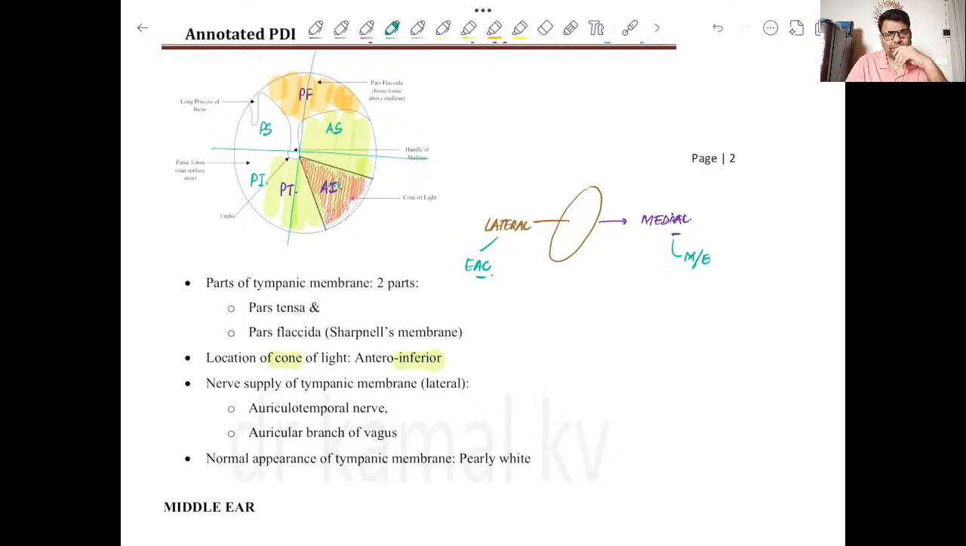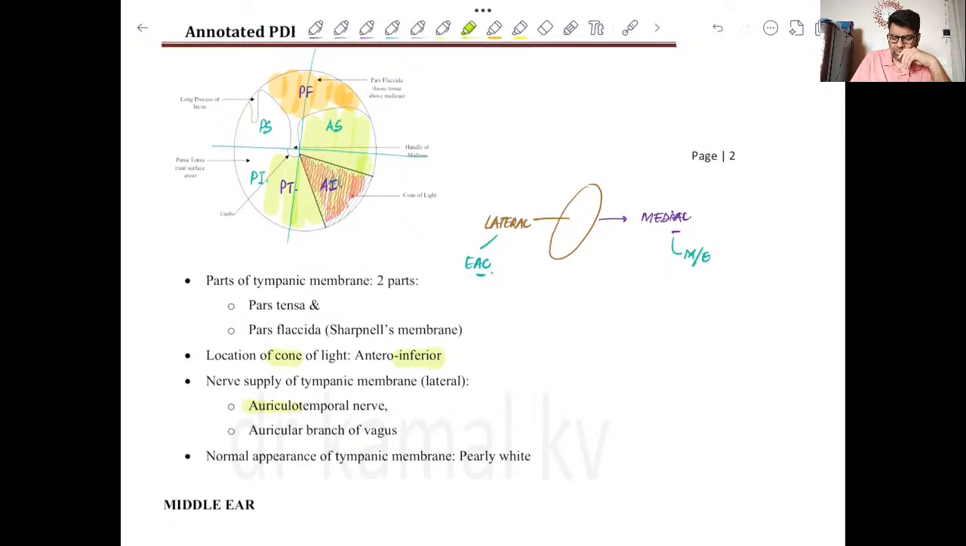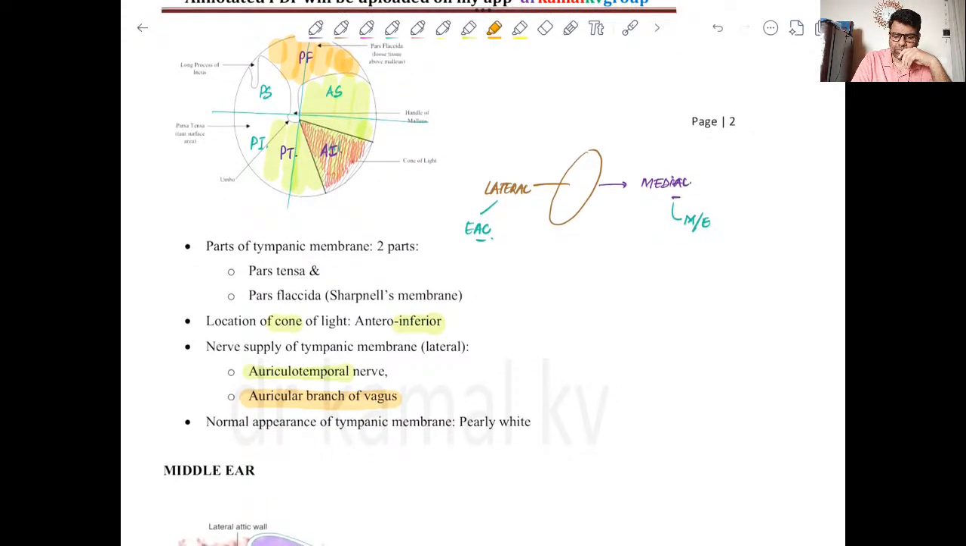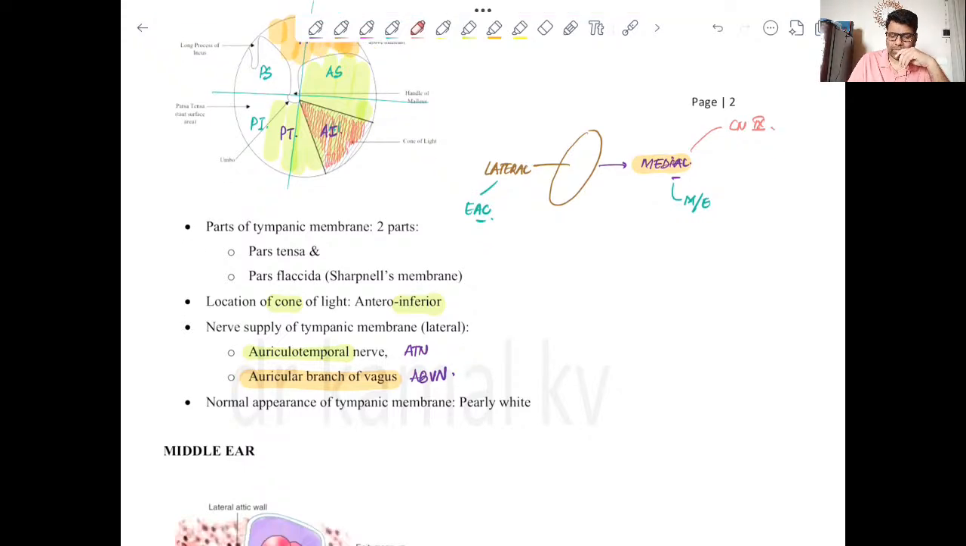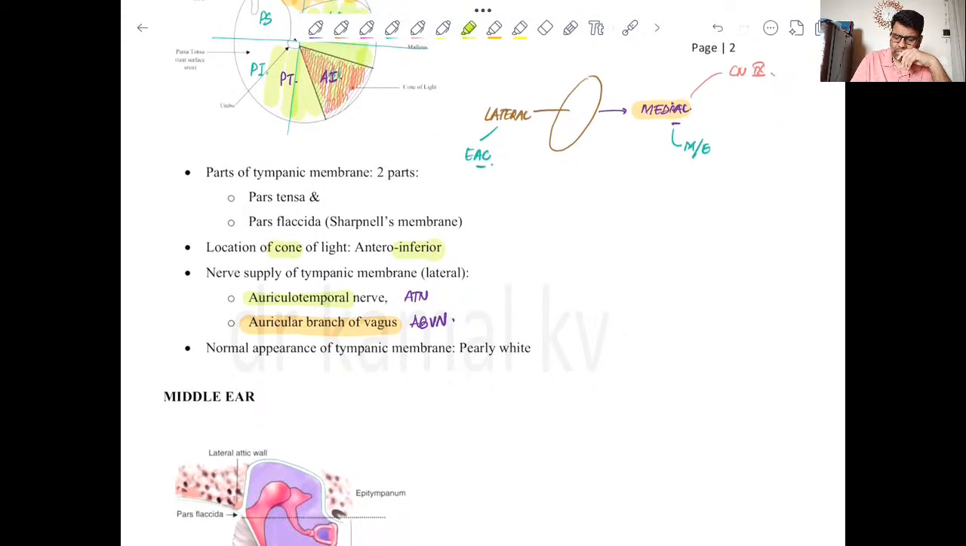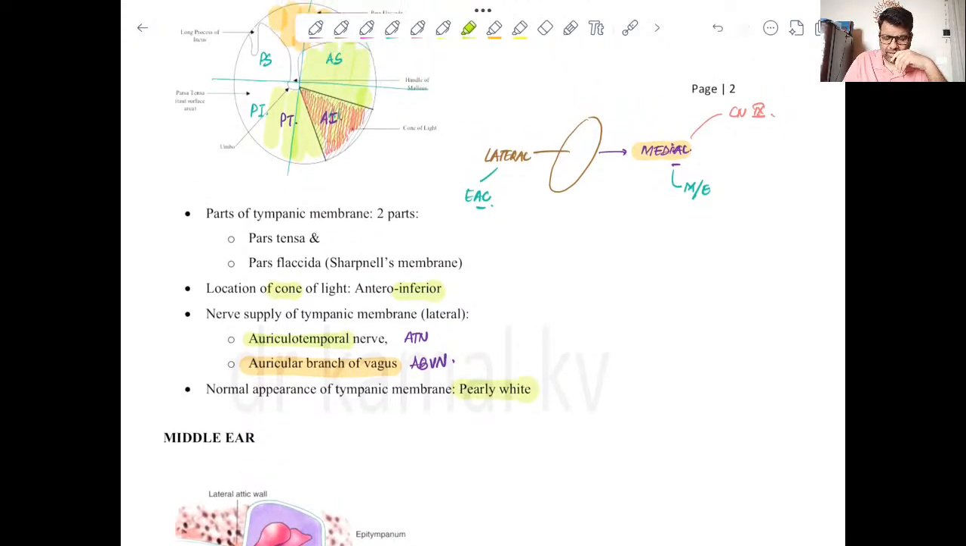Now this lateral surface has the same nerves which supply the external auditory canal, namely the auriculotemporal nerve and the auricular branch of the vagus. Clear? So these are the 2 nerves on the lateral aspect. But if you talk about the medial aspect, the middle ear is all supplied by the glossopharyngeal nerve, right? So different sites, different nerve supply. Just remember that. And usually it is pearly white in color.